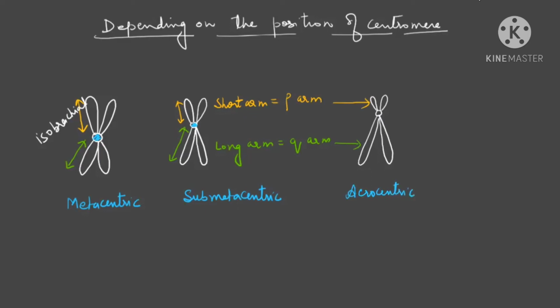And suppose the centromere has reached the tip, with a very small upper arm which you can ignore, it is negligible. So we will say such chromosomes are known as telocentric chromosomes. So depending upon the position of the centromere, your chromosomes are of 4 types: metacentric, submetacentric, acrocentric, and telocentric.